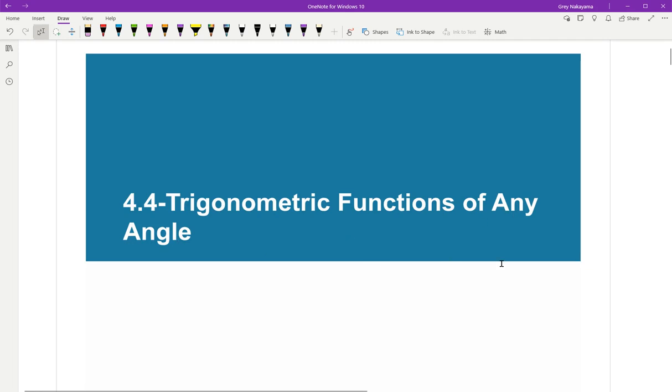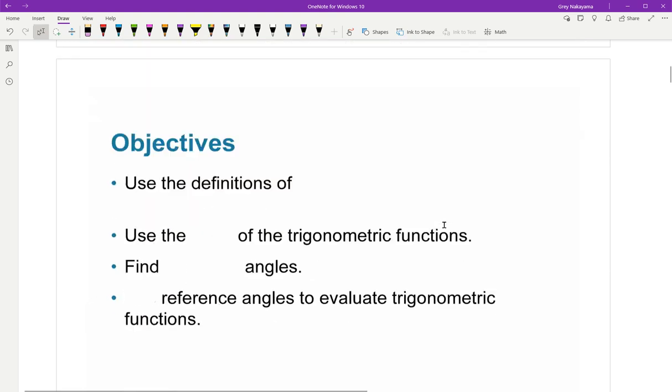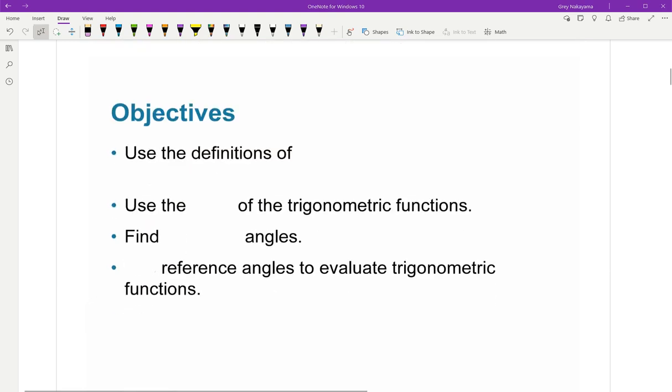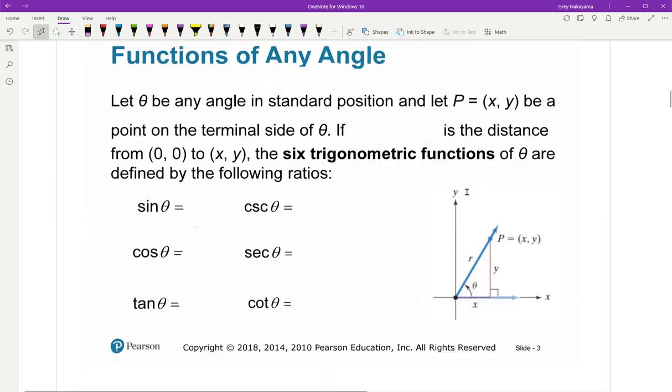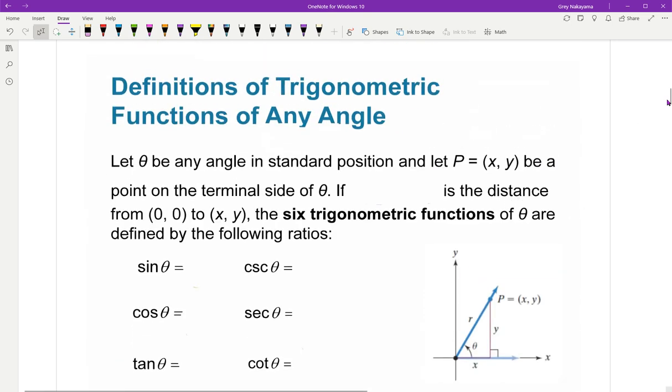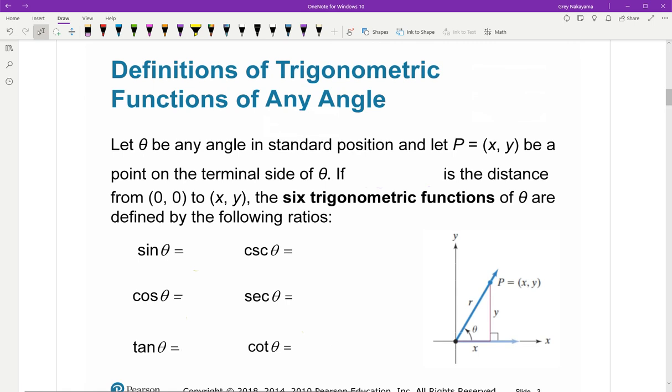In the previous lesson, we evaluated all angles that were on the unit circle, and in this lesson we're going to concentrate on those that are not on the unit circle. So that's the first thing we're going to cover: any angle, not just those we find on the unit circle. Then we're going to be able to determine the sign of any trigonometric function, and then we're going to find reference angles and use them to evaluate trig functions. First and foremost, the definition of trigonometric functions at any angle.